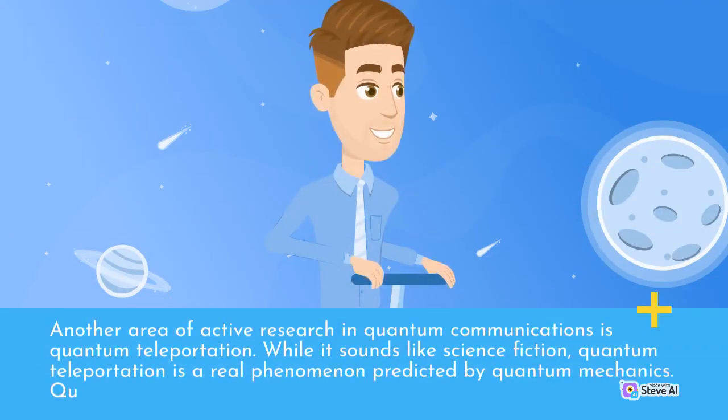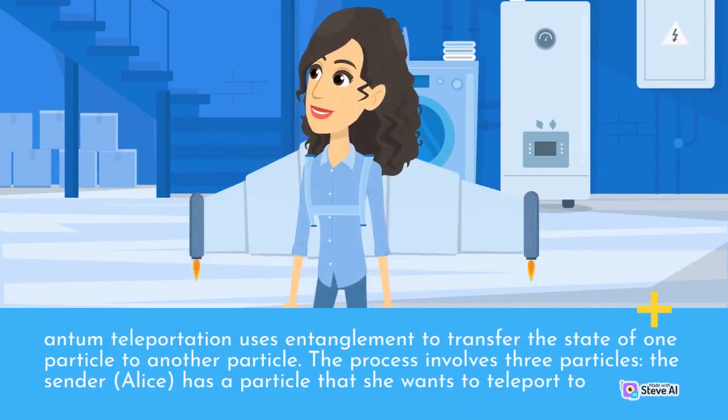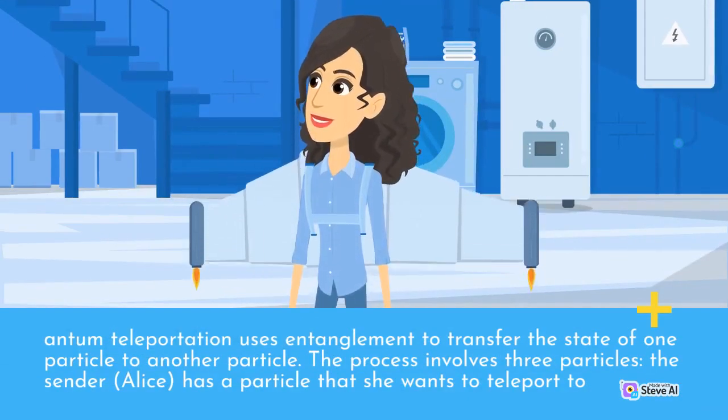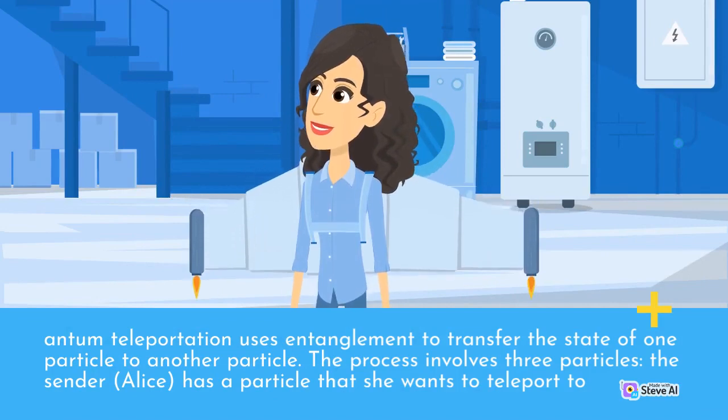Another area of active research in quantum communications is quantum teleportation. While it sounds like science fiction, quantum teleportation is a real phenomenon predicted by quantum mechanics. Quantum teleportation uses entanglement to transfer the state of one particle to another particle. The process involves three particles.